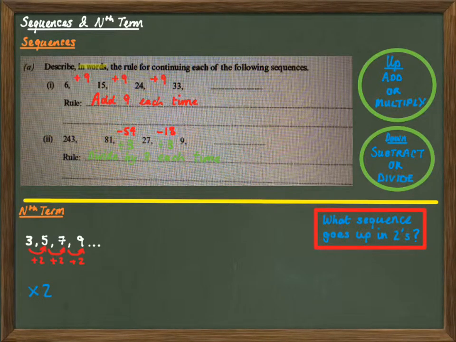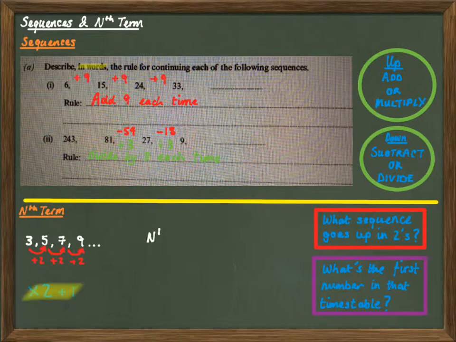Right, the next thing I'm going to ask is, what's the first number in that times table? Now the first number in the 2 times table is 2. Then it goes 4, then it goes 6, then it goes 8. Now if you think of them numbers that I've just said, they are not the same as the numbers in our sequence, okay? So we've worked out it goes up in 2s, but it's not quite right yet, okay? First number in my times table is 2, but the first number in my sequence is a 3. Now to get from a 2 to a 3, I need to add 1. So what this rule is: times by 2, add 1.